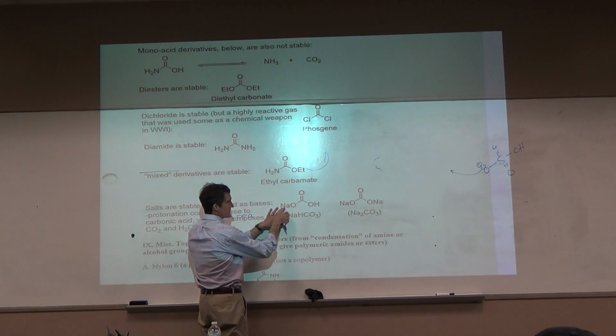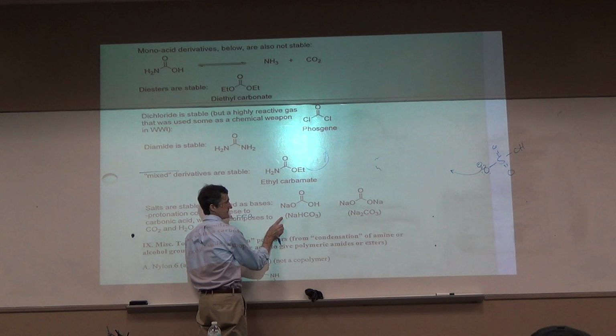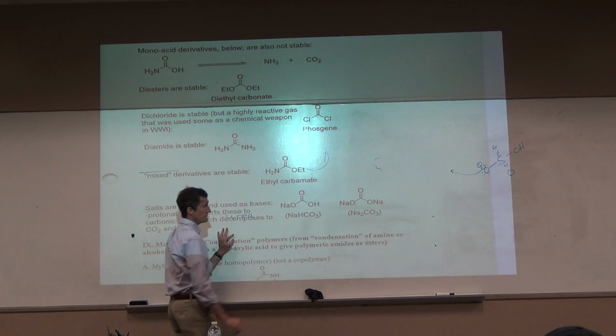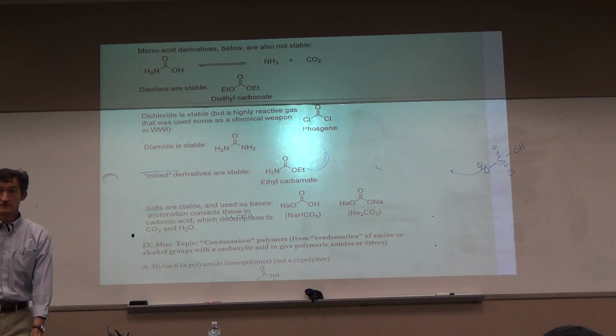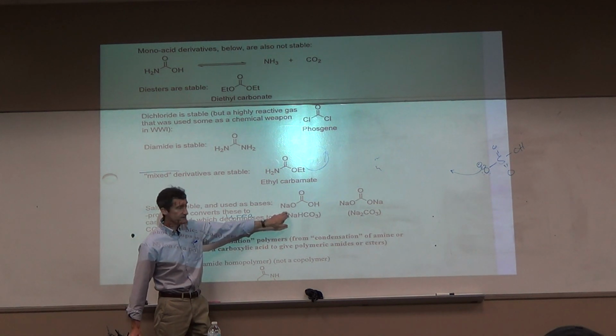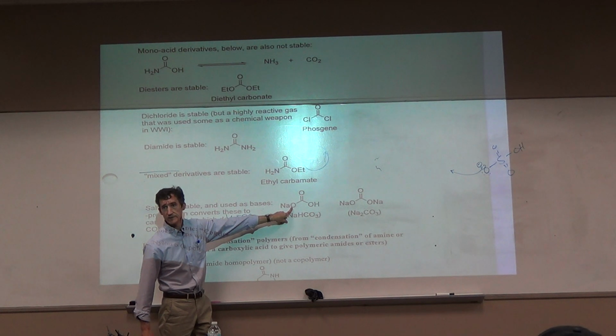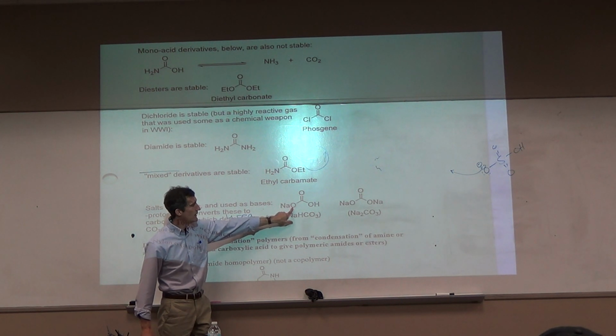The monosodium salt of carbonic acid is stable. What is that? Bicarbonate. That's sodium bicarbonate, and this is baking soda. And if you treat it with acid, you're going to protonate that O minus. And if you protonate that O minus, what do you get? Carbonic acid. And carbonic acid is not stable and it decomposes. So that's how this leads to CO2.